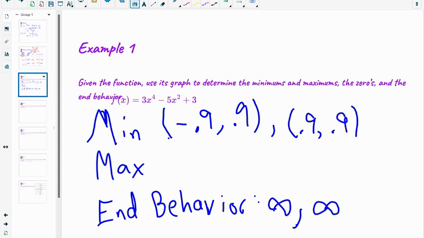And those were absolute minimums, but we don't necessarily need to note that right now. And then our maximum, which was a local maximum, was (0, 3). So that's all we're doing in today's video. Okay, so let's go ahead and go on to the next example.